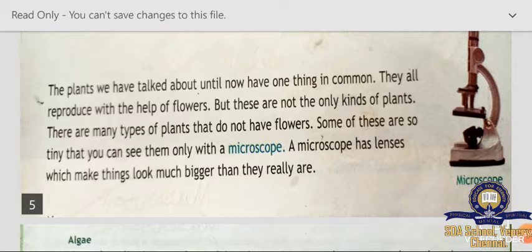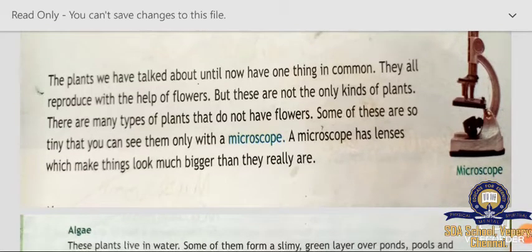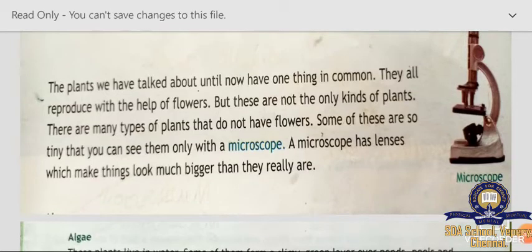Some of these are so tiny that you can see them only with a microscope. A microscope has lenses which make things look much bigger than they really are. You can see the picture of a microscope.